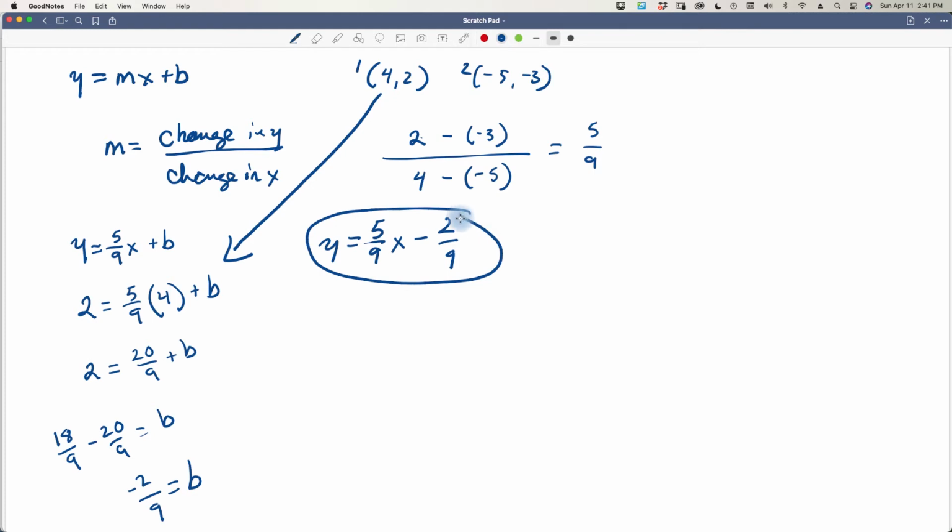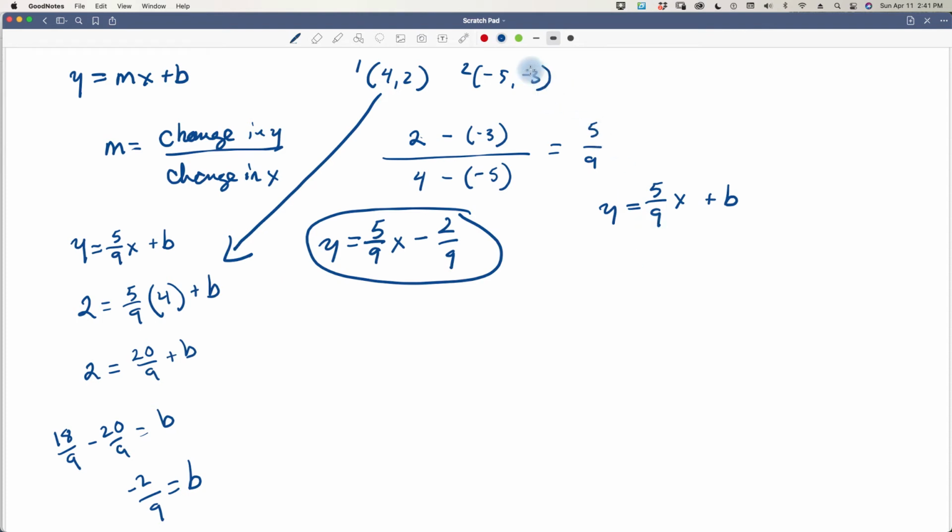That's our answer. How easy was that? A simple drop in of our x and y value, and then we can calculate. Well, what if we had chosen this other point? Would it still be accurate? The short answer is yes. The long answer is, let me show you.